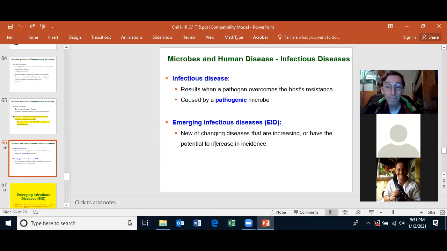I have a question. Uh-huh. Is MRSA a potential EID? Yes. MRSA could be considered an emerging infectious disease.